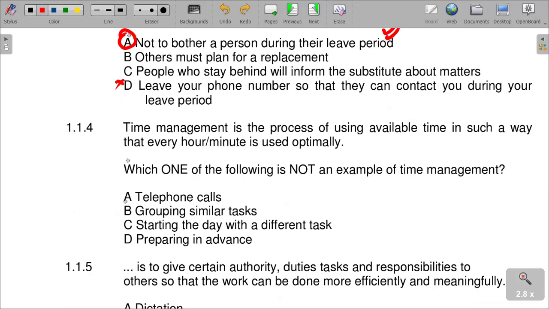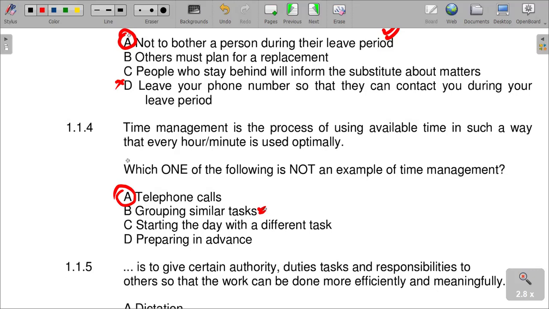Time management is the process of using available time in such a way that every hour or minute is used optimally, meaning it is used the best. So which of the following is not an example of time management? One, telephone calls. When people are doing telephone calls, we are consuming time. Grouping similar tasks.